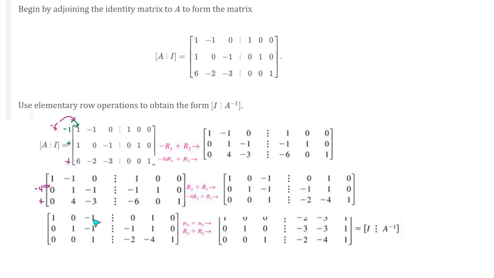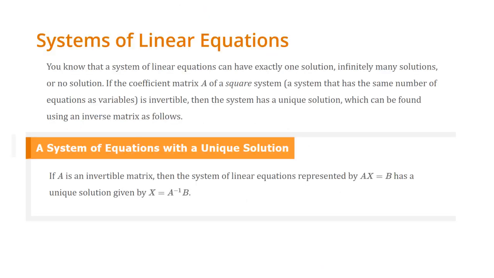And then the last, this -1, we add the numbers. 0 plus 1 gives me 1. 0 plus 0 is 0. 1 plus -1 is 0. -2 plus 0 is -2. And -4 plus 1, -3. 1 plus 0 is 1. So now we have all diagonals. All the diagonals are 1s and everything else is 0s. So that means that this part on the right side is our inverse.